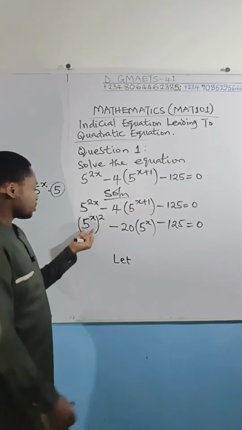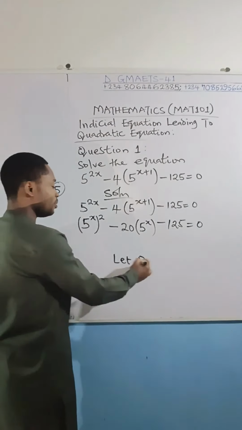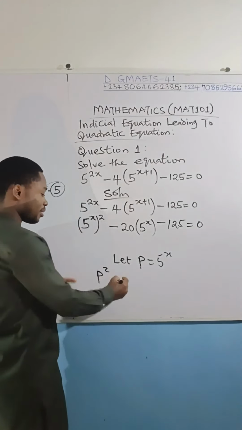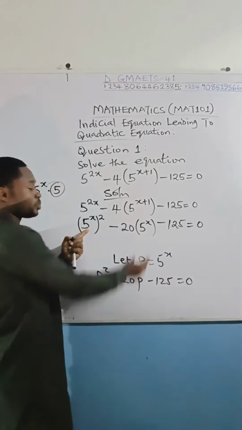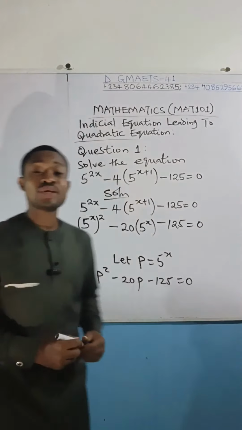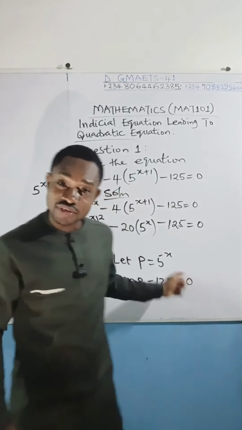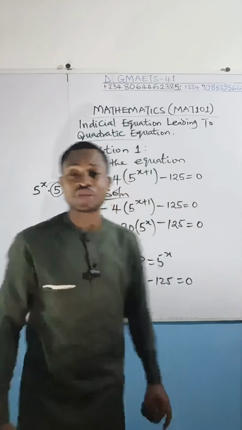So since the unknown term you have here, you also have it here, one can say let p be equal to 5 raised to power x, so that this equation will now become p squared minus 20p minus 125 equal to 0. You replace p for the unknown term. But I'm not going to do that. For God's sake, we should grow beyond all this level. We can solve this thing directly using the direct knowledge of what we do in quadratic equation.